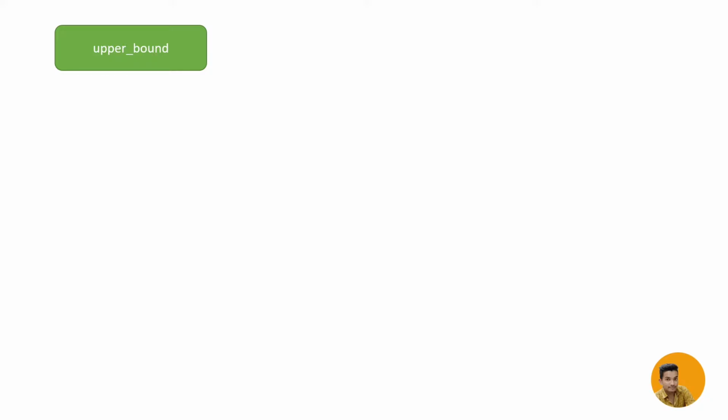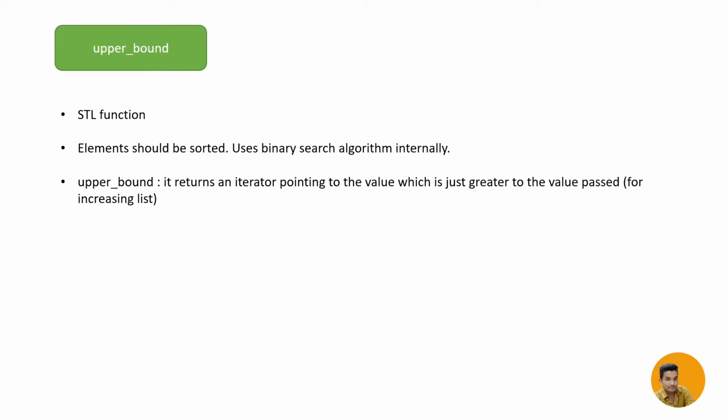Let's talk about upper bound a little bit. Upper bound is again an STL function. Elements should be sorted because it uses the binary search algorithm internally, and it returns an iterator pointing to the value which is just greater than the value passed. Even if the equal value is present, it is always going to give the next greater value. So let's take the example 2, 5, 10, 12, and I say upper bound of value 5.